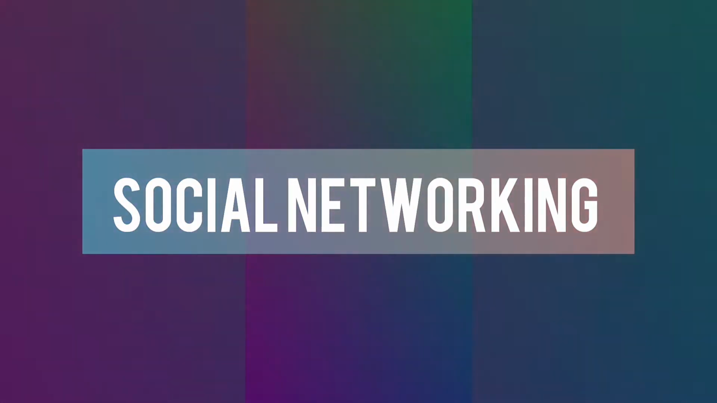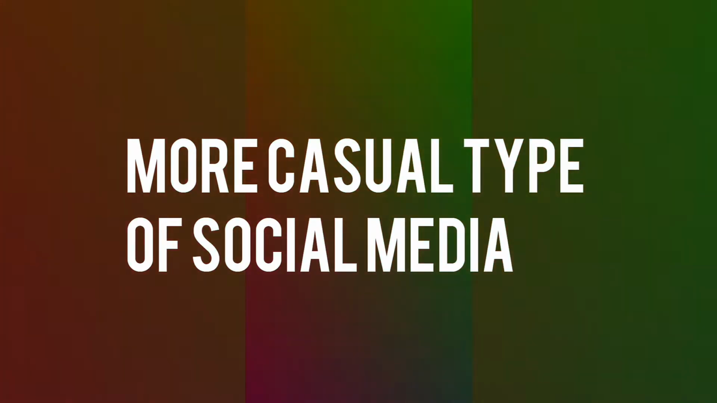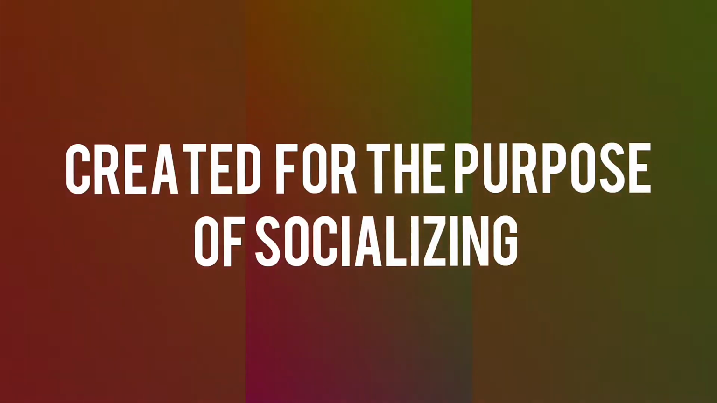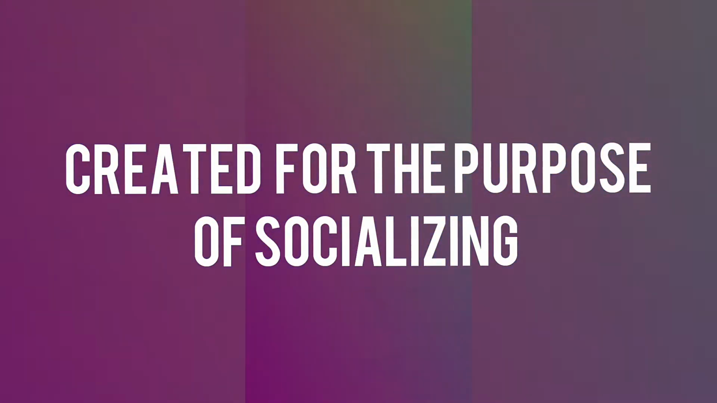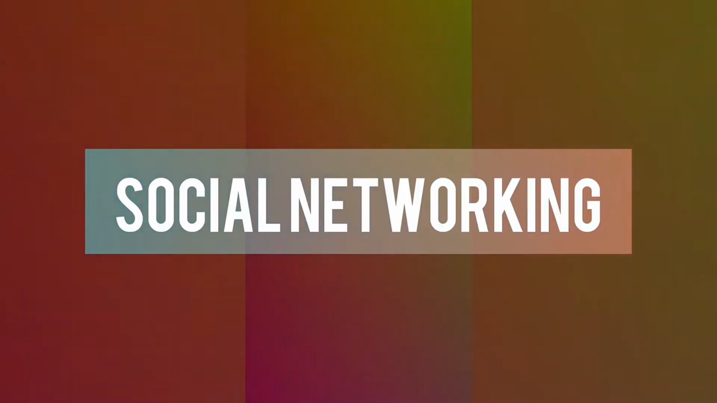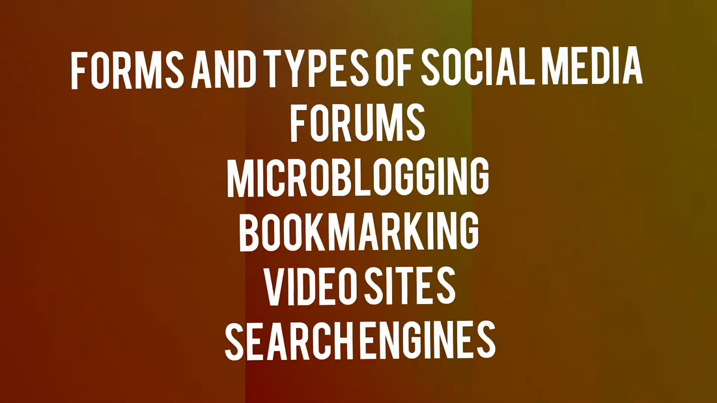Social networking. Social networking is a more casual form of social media. An example of this is the well-used Facebook that's popular among us. It was created for the purpose of socializing with friends, classmates, office mates, and also to meet new people. Social networking is just one of the different forms and types of social media. Examples of this are a forum, a video game website, or a favorite hobby website.